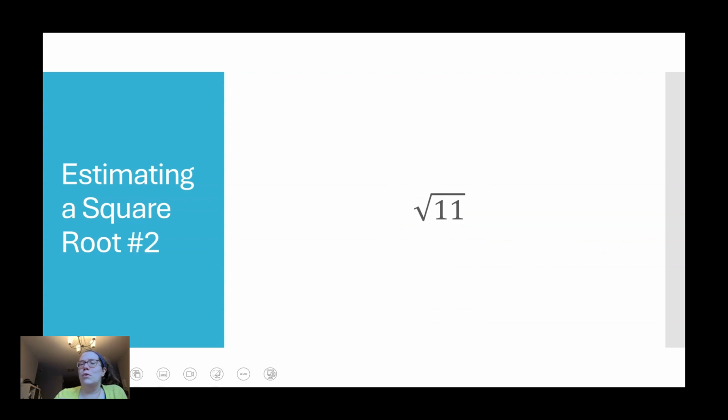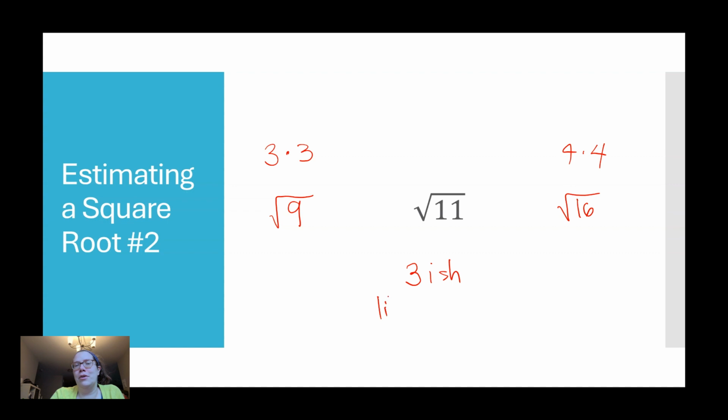So let's look at the square root of 11. I'm going to look on either side of that and think of what perfect squares I know. 3 times 3 is 9. And 4 times 4 is 16. Which means that the square root of 11 has got to be 3-ish. It's a little bit bigger than 3. It's not quite up to being close to 4 yet, because 11 is closer to 9 than it is to 16. So this guy's going to be closer to 3 than it is to 4. Yeah?